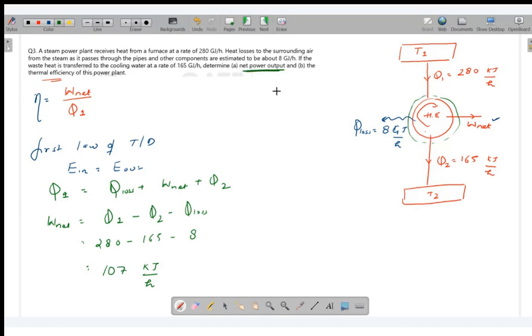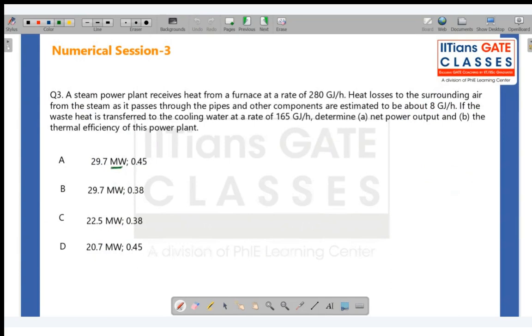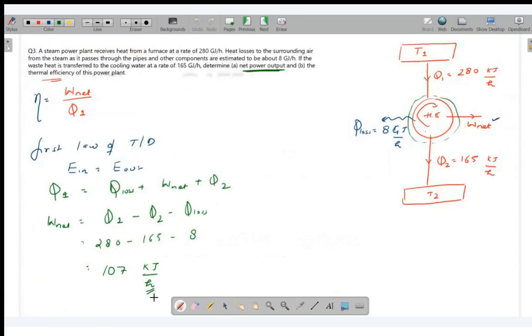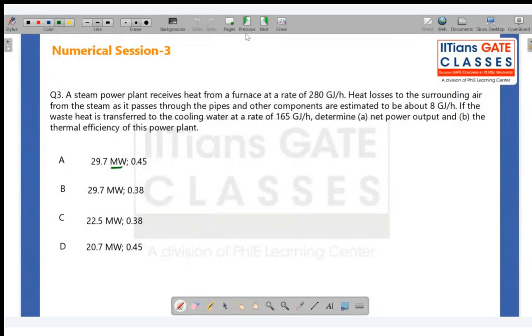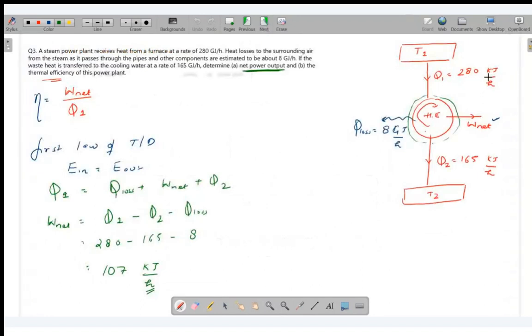If they are asking in kilowatt, then you can divide it by 3600, because this is in kilojoule per hour. If you want to calculate in kilowatt, which is kilojoule per second, you divide by 3600. Okay, I wrote it incorrectly: this is gigajoule per hour, and now I can divide it by 3600.